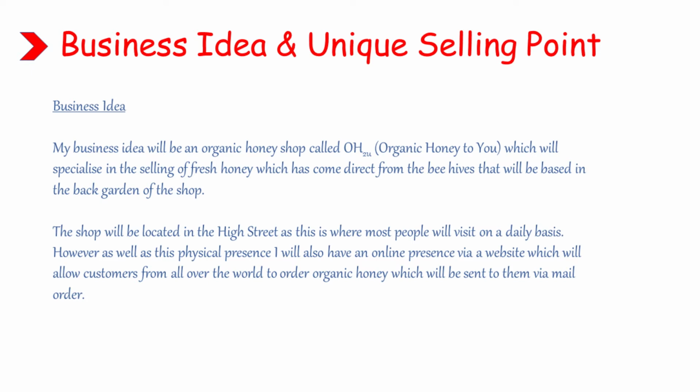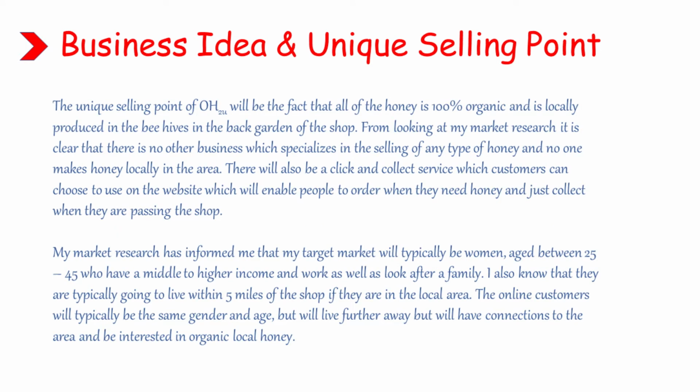And then I've also gone to cover whether I'm going to be an online business, or I'm going to be basically electronically based, or I'm going to have a physical presence such as a shop. And I've said, as well as having a physical presence, I'm going to have an online presence via a website, which will allow customers from all over the world to order organic honey, which will be sent to them via mail order. So you can see there that I've already set out what my idea is, why it's unique, and how I'm going to sell my product. Now, because this is a business plan and I want to convince the reader that my idea is going to be viable and is going to be successful, I've decided to write a paragraph in more detail about my unique selling point.